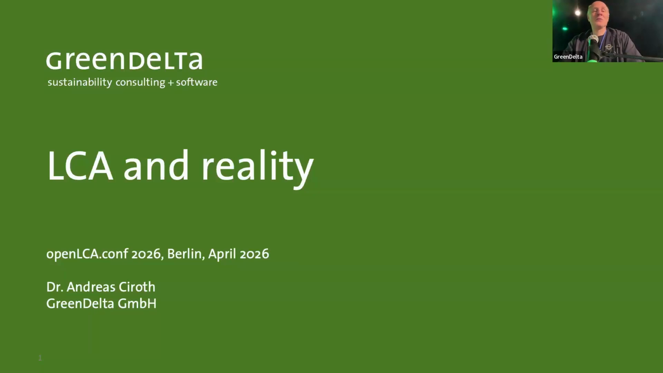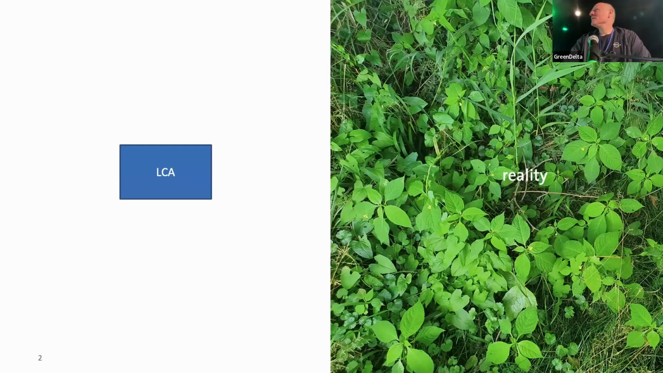I start the keynote about LCA and reality, which is a bit of a deep topic, of course, but it's hopefully interesting, and I maybe have some points, but you can decide. This is on the right a very nice picture of reality. Reality can, of course, also be nasty and not so nice, but LCA is more a bit like this.